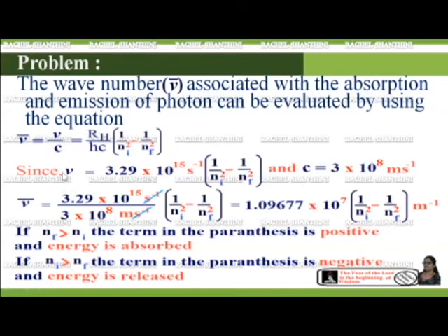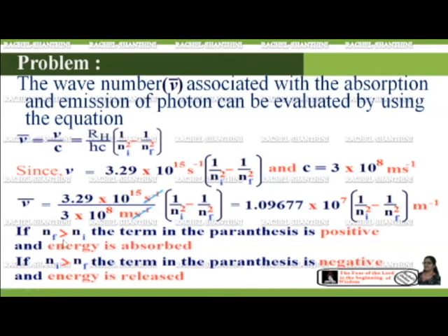If we substitute the value of nu and c in the equation nu bar equal to nu by c, we get nu bar equal to 3.29 into 10 to the power of 15 per second upon 3 into 10 to the power of 8 meter per second into 1 upon n_i square minus 1 upon n_f square. We can cross out this second inverse in the numerator and in the denominator. If we simplify this value, we get 1.09677 into 10 to the power of 7 into 1 upon n_i square minus 1 upon n_f square. This meter from the denominator comes to the numerator, it will become m to the power of minus 1.